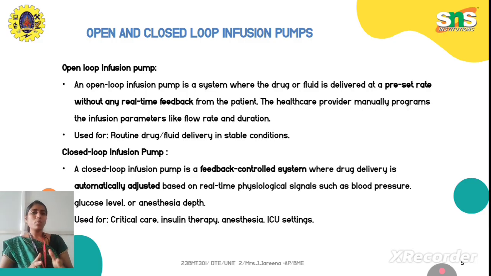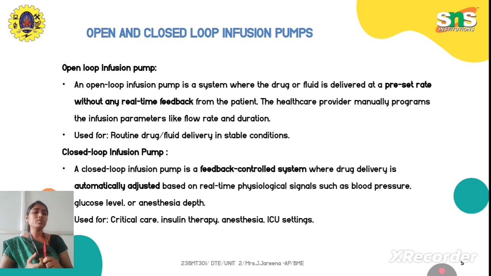Whereas in an open loop infusion pump there is no real-time feedback signal to control the settings of the infusion pump. So physicians or doctors do manual programming, or they have to set the values, flow rates, and duration manually according to the patient condition. These are the two differences between open loop and closed loop infusion pumps. Because in an open loop infusion pump we are not taking any values from the sensors, feedback is not given to the machine, so the machine will not control according to the patient demand or patient condition.